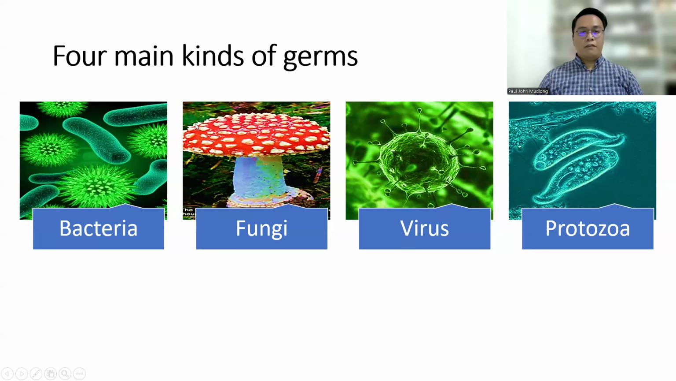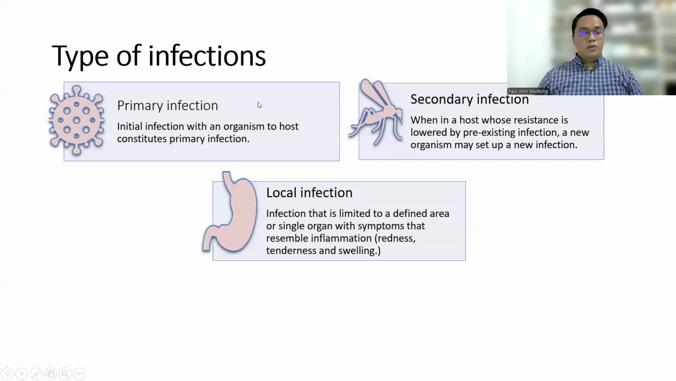Okay. So there are four main kinds of germs. We have bacteria, fungi, virus, and protozoa. There are different types of infection. The first one would be primary infection. Initial infection with an organism in a host constitutes primary infection. While secondary infection is when, in a host whose resistance is lowered by a pre-existing infection, a new organism may set up a new infection. Okay.